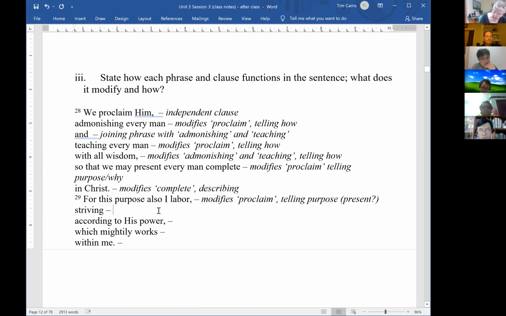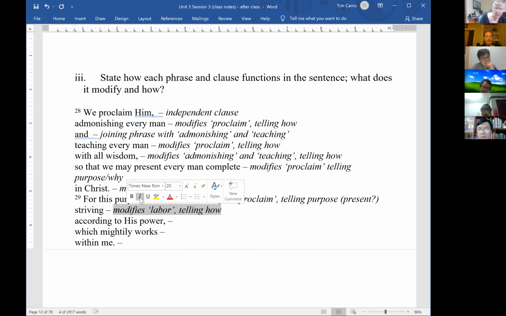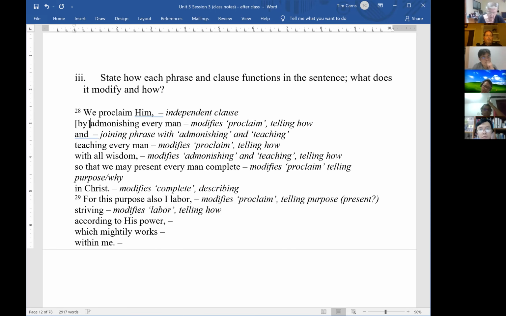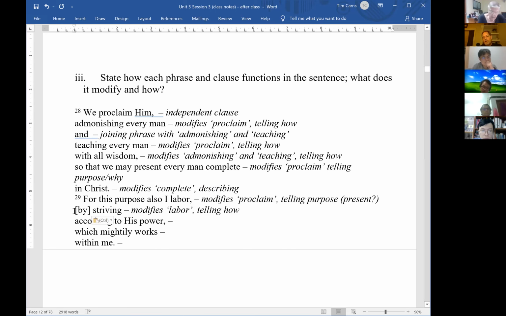Okay, striving. For this purpose, I labor. Striving modifies labor. It describes how he labors. Yes, how I labor, by striving. Okay, if you can put in the word by and it makes sense, then it's telling you how. So for example, up here, we proclaim him, and if you put by admonishing every man, that makes sense. So the participle is acting like it's telling us how. So here in this case, if we say, for this purpose I labor by striving, that makes sense. So that participle is telling us how I labor. All right, how about according to his power?